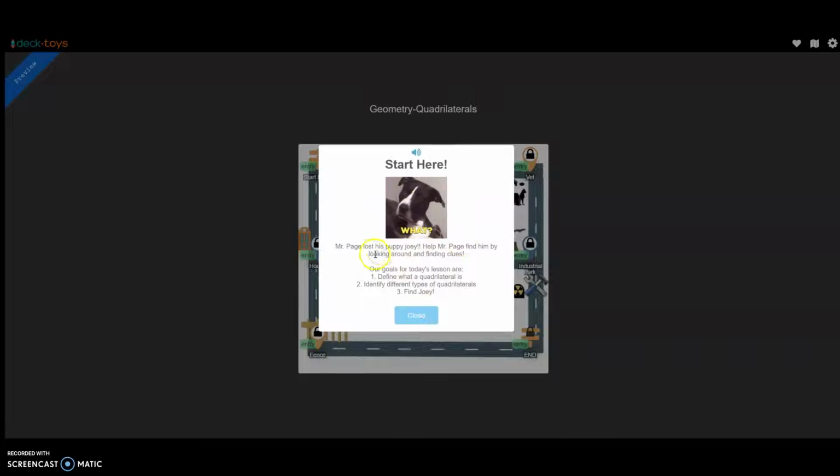My theme is that I've lost my puppy Joey. I'm not going to read everything to you because I've clearly found I do not have enough time if I do everything for you. So I've got to go a little quicker. And then I have my goals right here. We're learning about quadrilaterals. My dog Joey ran away, and we're going to find him.